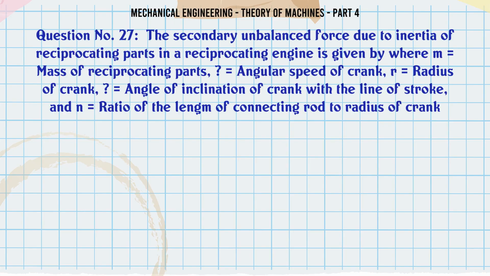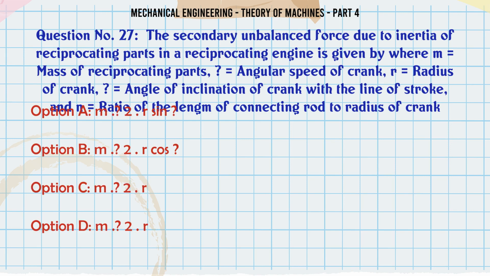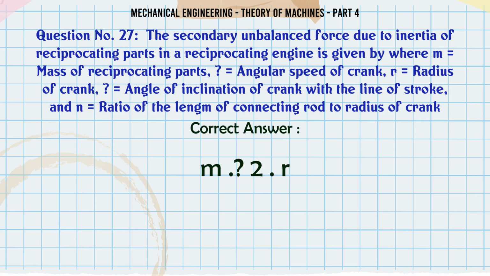The secondary unbalanced force due to inertia of reciprocating parts in a reciprocating engine is given by, where m is mass of reciprocating parts, ω is angular speed of crank, r is radius of crank, θ is angle of inclination of crank with the line of stroke, and n is ratio of the length of connecting rod to radius of crank. A m ω² r sin θ, B m ω² r cos θ, C m ω² r, D m ω² r. The correct answer is m ω² r.